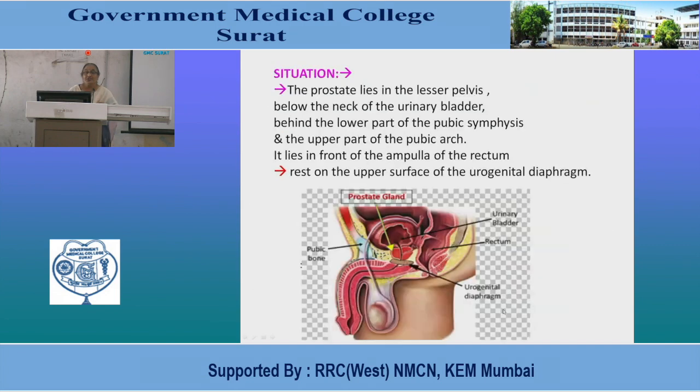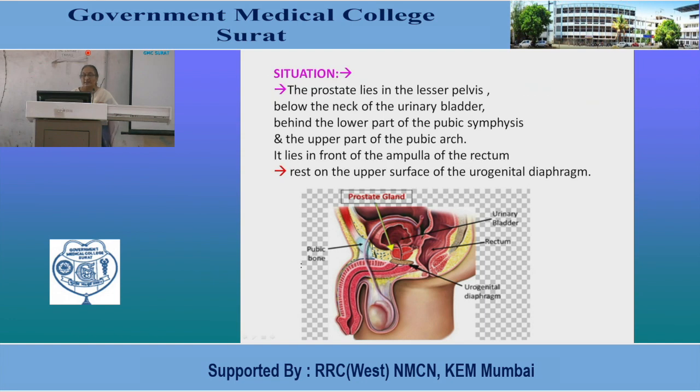Now, the situation of the prostate gland. It lies in the lesser pelvis; the pelvic brim, along with the bony pelvis, separates the lesser and the greater pelvis. The prostate lies in the lesser pelvis, below the neck of the urinary bladder, behind the lower part of the pubic bone. Here you can see the urinary bladder, the pubic bone and the pubic symphysis.